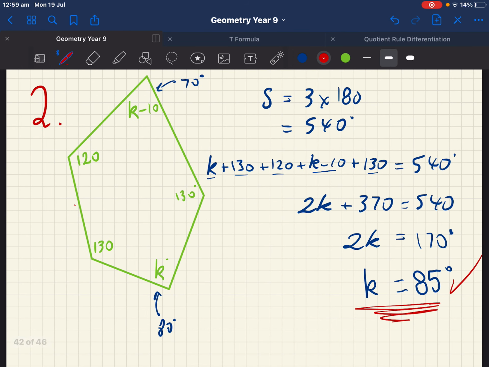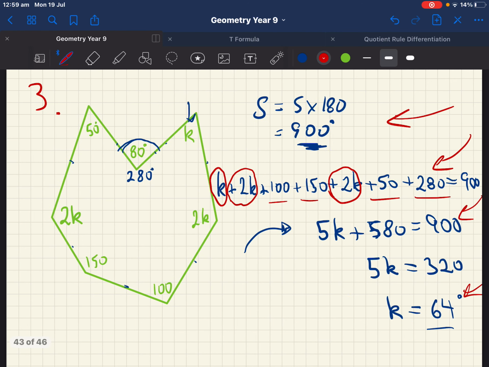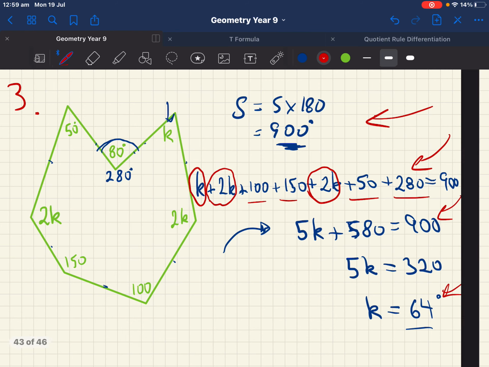Pause the video if you need to, make sure you get in the second example. And there's the third. Apologies for the arrows, it's looking pretty confusing now, but hopefully you understand. Look back over the video if you need to.